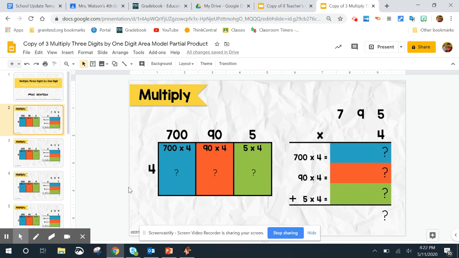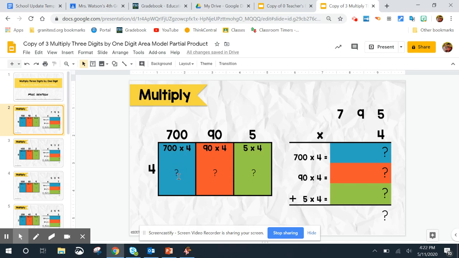It's very much like what we practiced yesterday, except I've got a three-digit number being multiplied by a one-digit number. So our first step is to take that three-digit number and write it in expanded form. So 795 is 700 plus 90 plus 5. And then my 4 goes on the side. Now, I don't need a second row of boxes because 4 only has one digit. So it just stays the same.